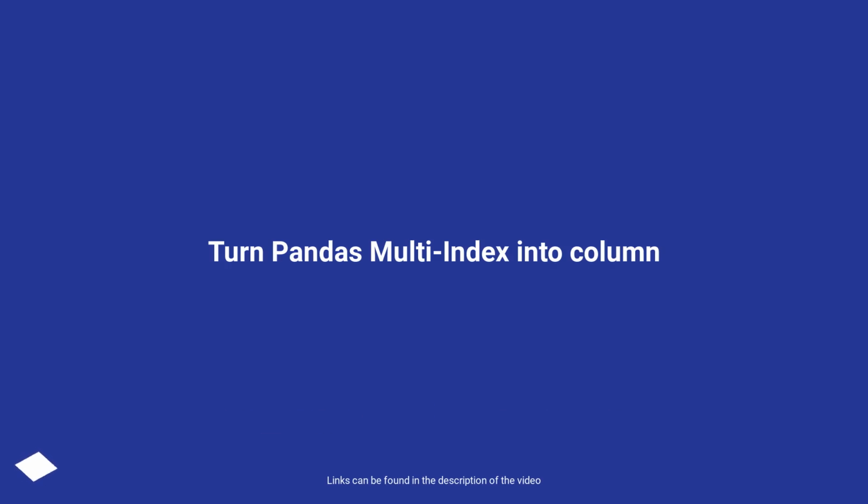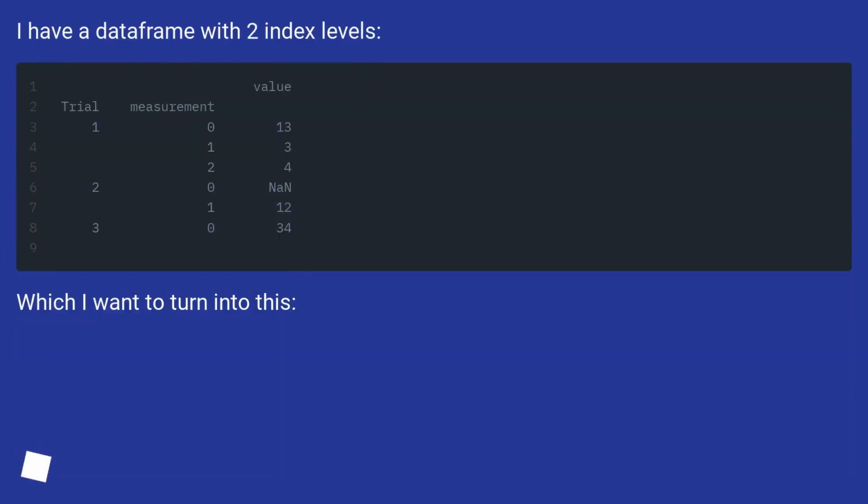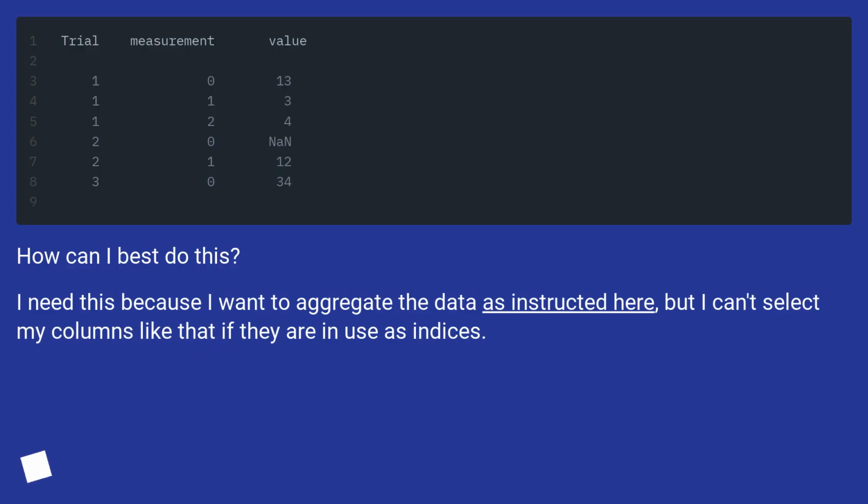Turn Pandas Multi-Index into column. I have a data frame with 2 index levels, which I want to turn into this. How can I best do this? I need this because I want to aggregate the data as instructed here, but I can't select my columns like that if they are in use as indices.